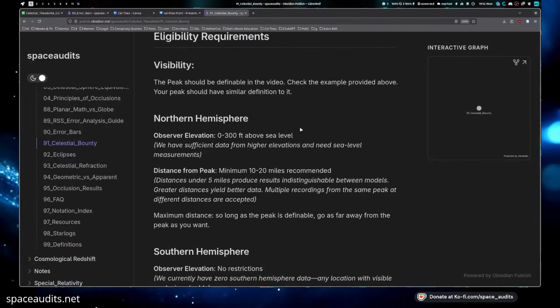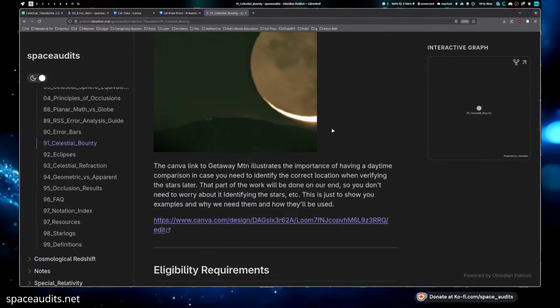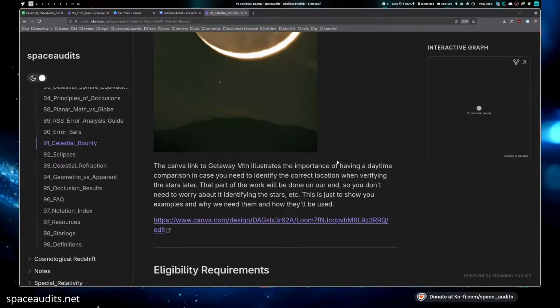So to be clear, we only need 3 things from you to participate. We need the name of the peak that you're shooting. We need your latitude and longitude when you started the recording, where you're recording from. And we also need the time that you start the recording.